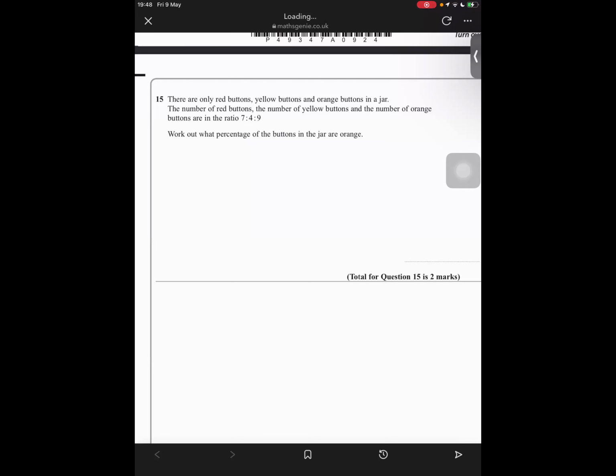What percentage of the buttons are orange?